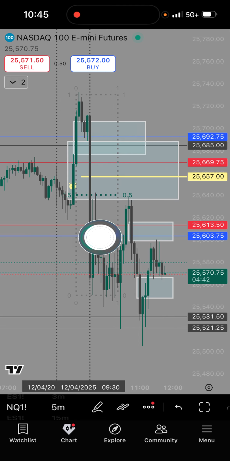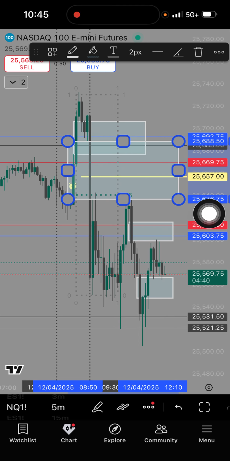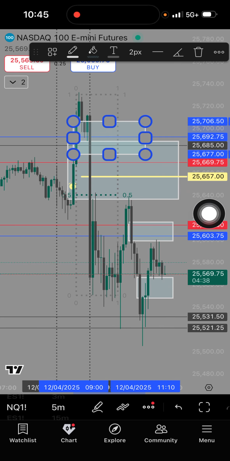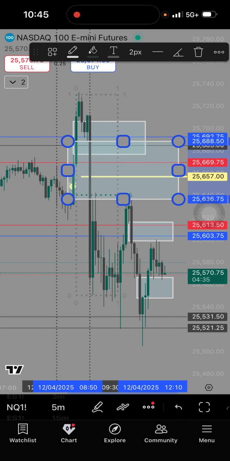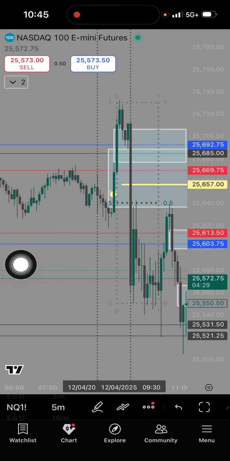When price reversed down and created this fair value gap, don't mind this one, this fair value gap, my goal was to wait for price to touch back in here before taking a trade. Price touched back in with this black candle.